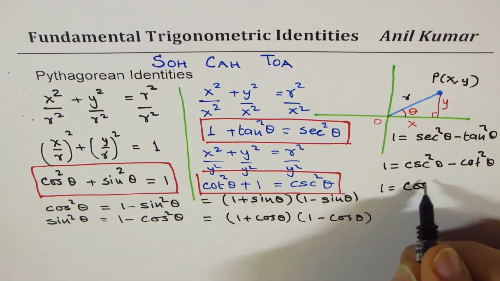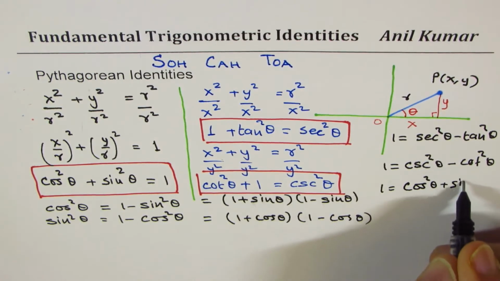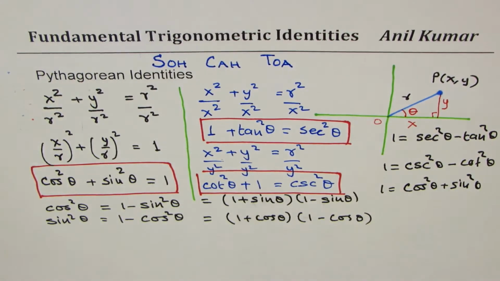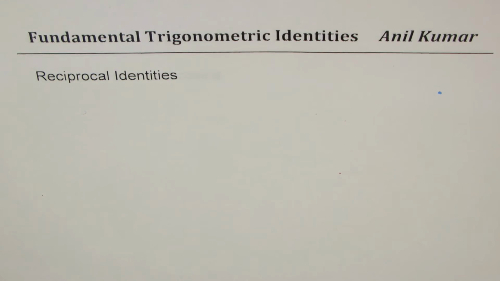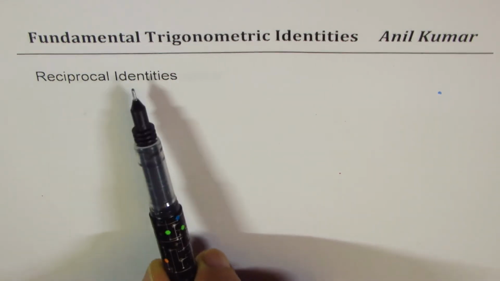Also, as we learn, cos square theta plus sine square theta. Is it okay? So these are different ways of writing 1 and relating sine, cosine, tan, secant, cosecant, right? Let's move on and see the second kind of identities, reciprocal identities.